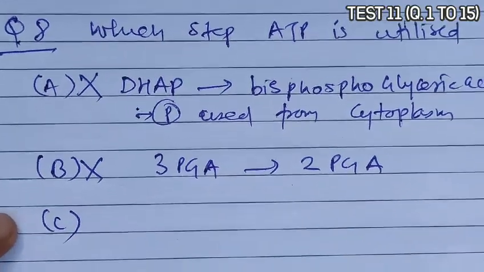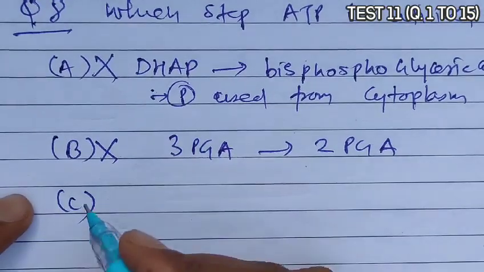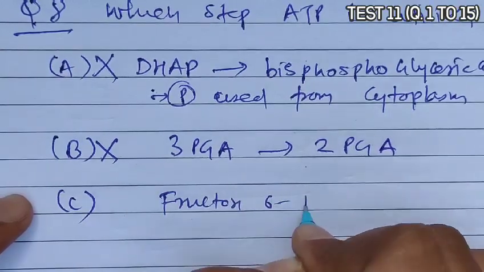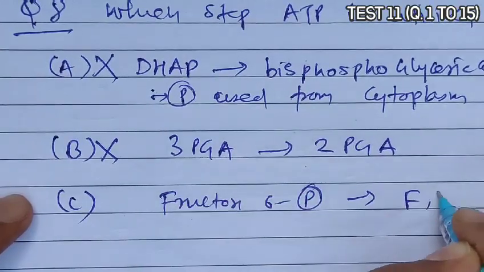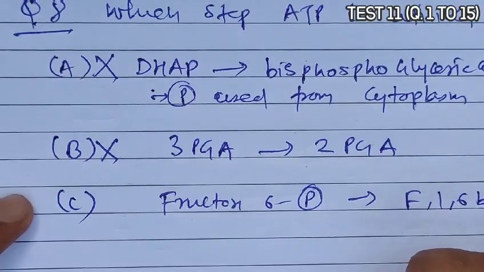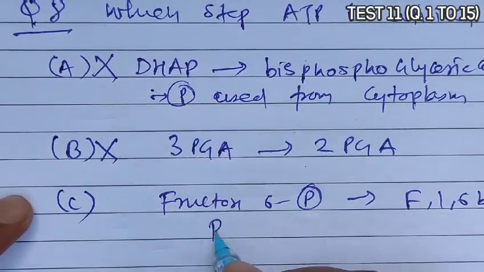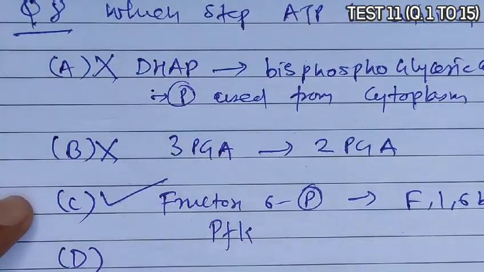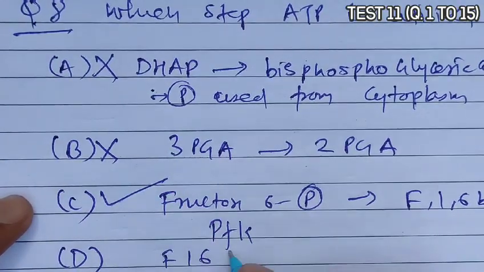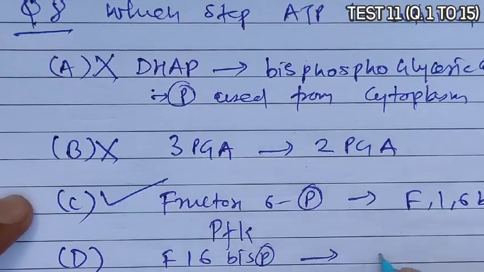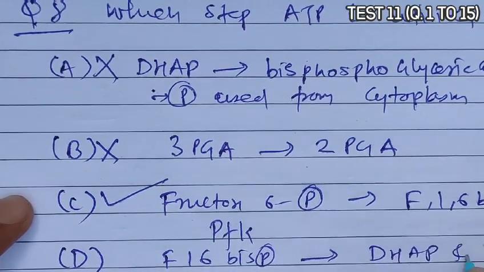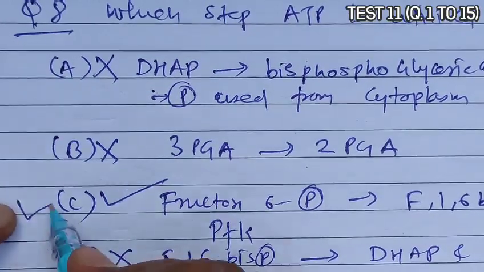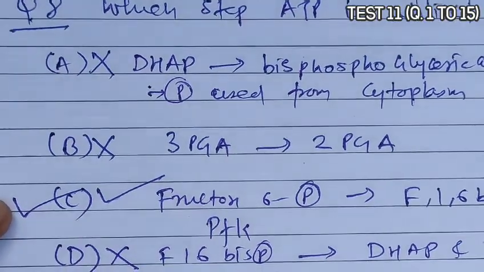C is given as fructose 6-phosphate to fructose 1,6-bisphosphate. Yes, here in the presence of PFK enzyme ATP get used, so it is correct. And D is given as fructose 1,6-bisphosphate to DHAP and PGAL. Here aldolase enzyme get used and here no ATP utilization. So C is the correct answer where ATP use occurs.